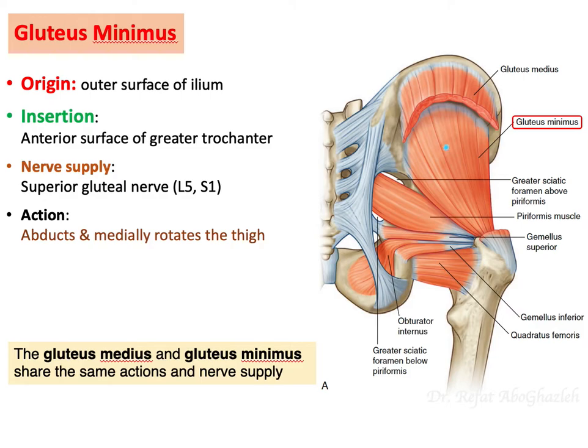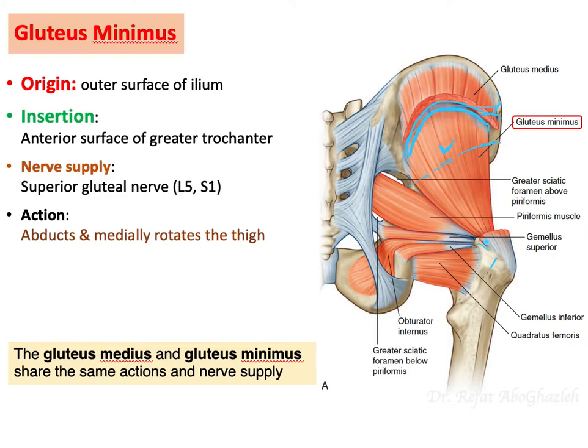Now, gluteus minimus, just below it, originates also from the ilium. If you dig deep into details, it originates between the anterior gluteal line, here, and the inferior gluteal line, as you see here. And it inserts in the anterior surface of the greater trochanter. This is the greater trochanter again, so from the anterior surface of it.